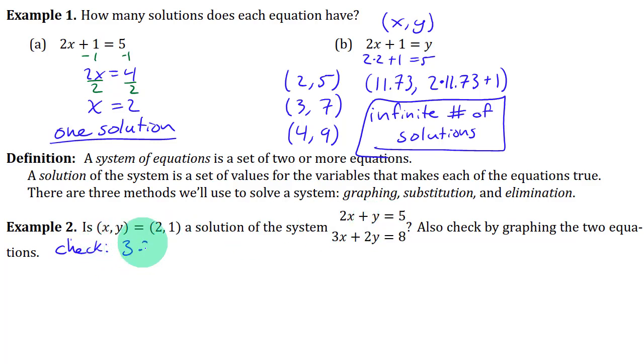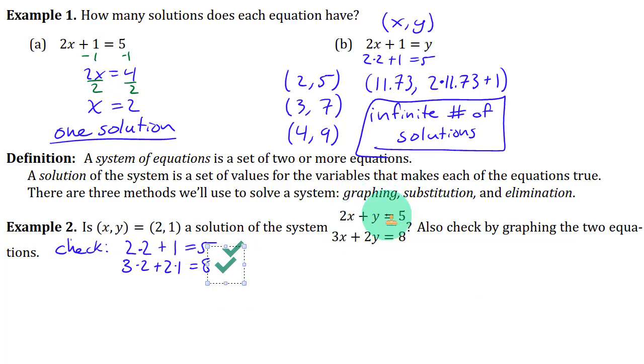So 3 times 2 plus 1 equals 5. Whoops, I got that mixed up. This should be 2 times 2 plus 1 equals 5, and that works because 4 plus 1 is 5. And then 3 times 2 plus 2 times 1, is that equal to 8? Yes, it is. So that means 2, 1 is a solution of the system. And it has to work for both equations, need to both work.